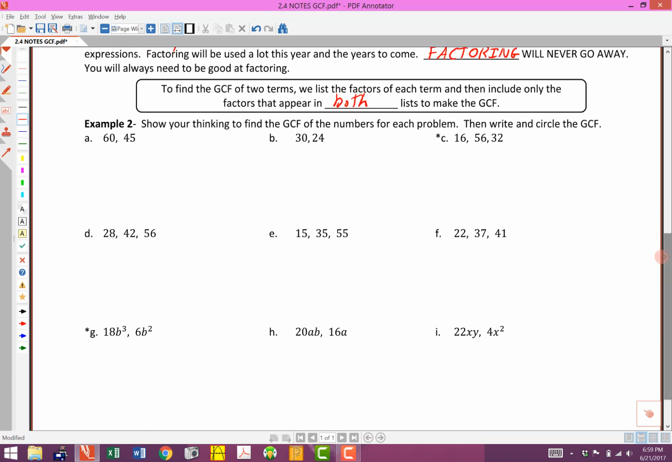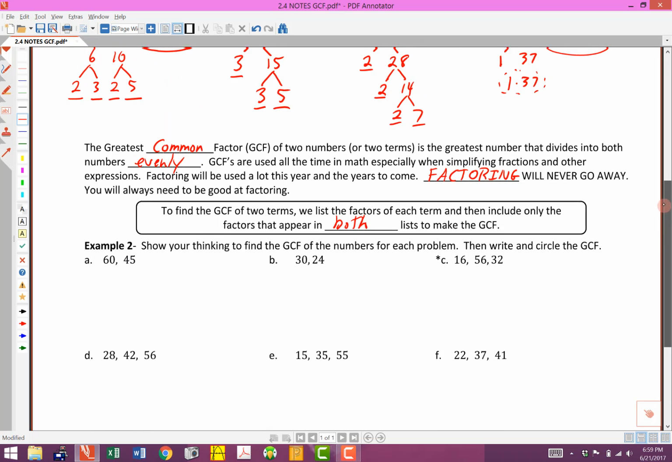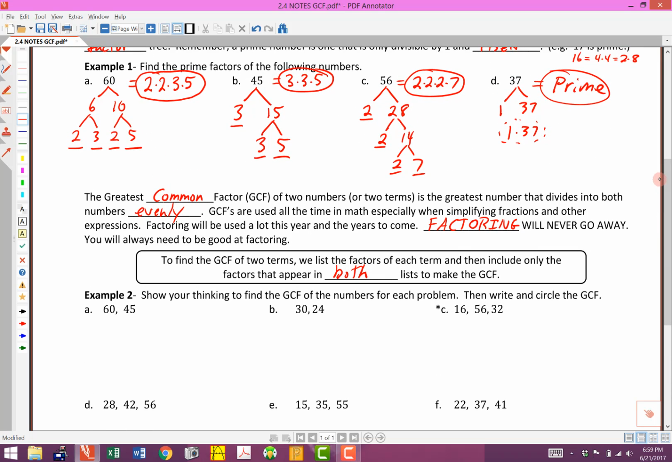And so here are the instructions, and here are the problems that we're going to take a look at. Show your thinking to find the GCF of the numbers for each problem, then write and circle the GCF. So here's what we're going to do. Now you'll notice we've got 60 and 45. Now you may be able to think of a number that goes in both of those evenly, but we did a little bit of extra work here. Take a look at what we've got right here. We've got 60 and 45.